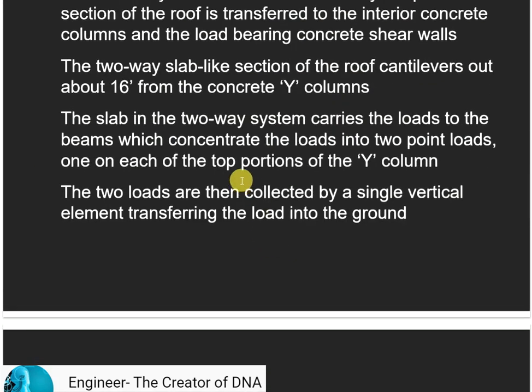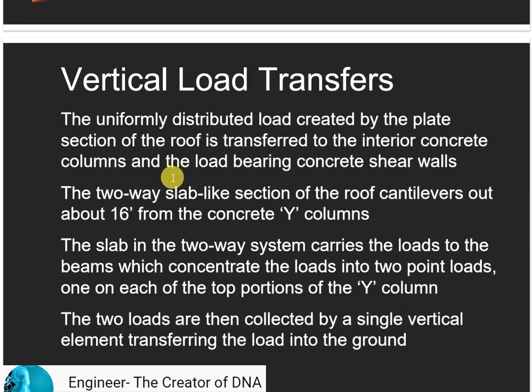And the vertical loads. Another thing they said about the vertical loads is that they will be transferred to the center column and also to the load bearing concrete walls. They are making these as separate parts. So about the 1650 from the concrete, the Y columns will be made. The slab is in the two-way system.